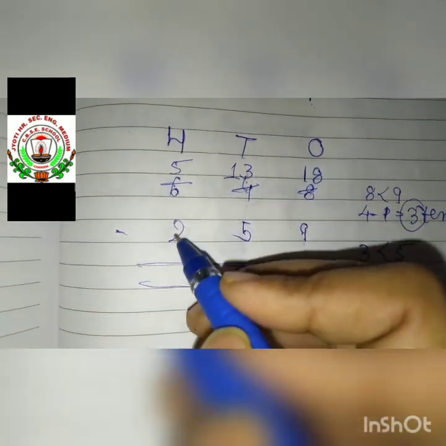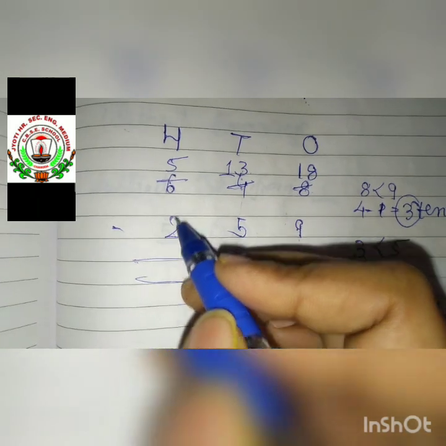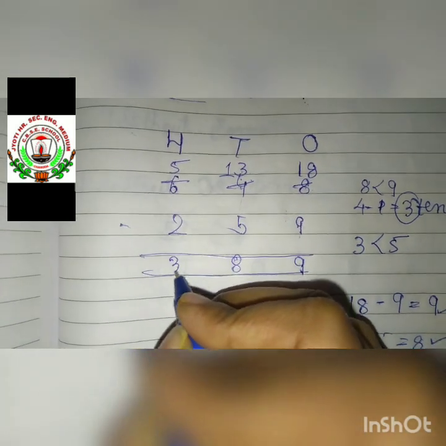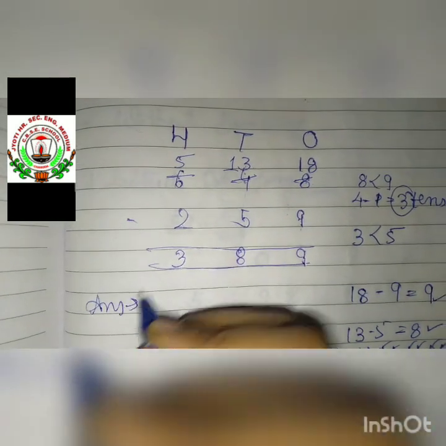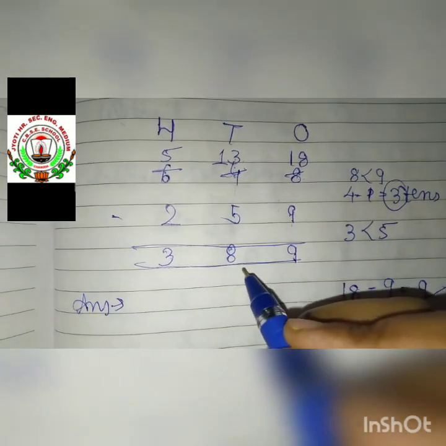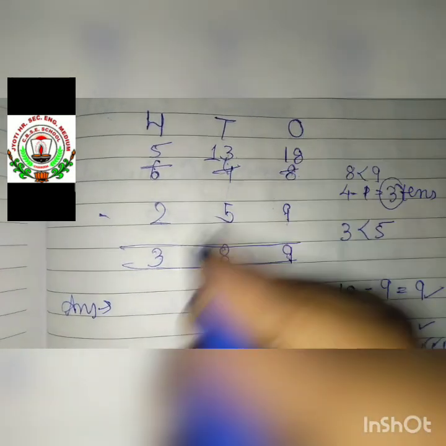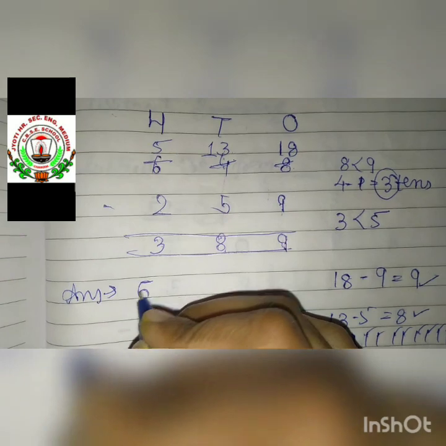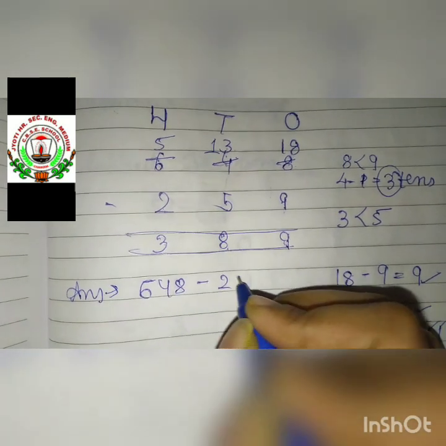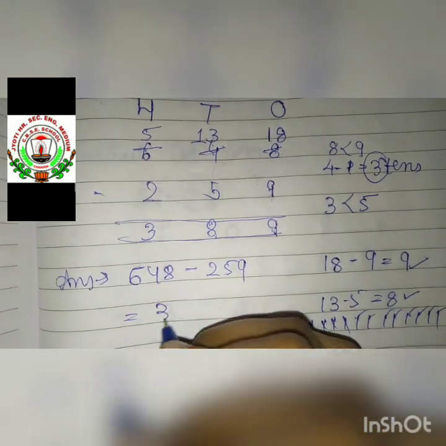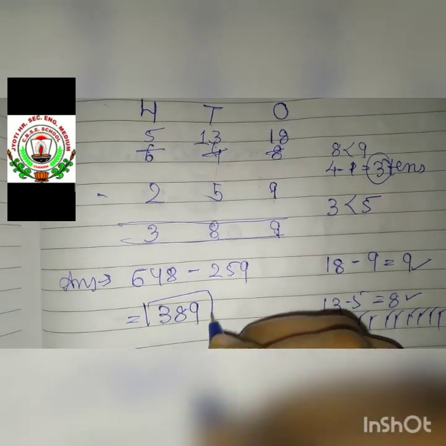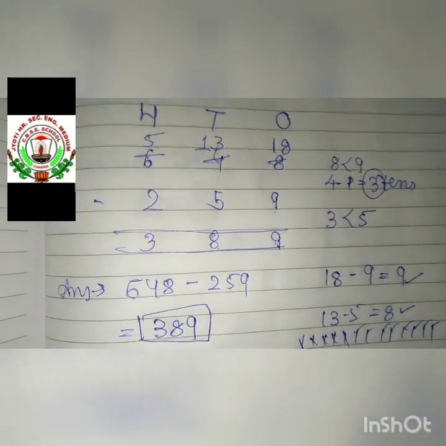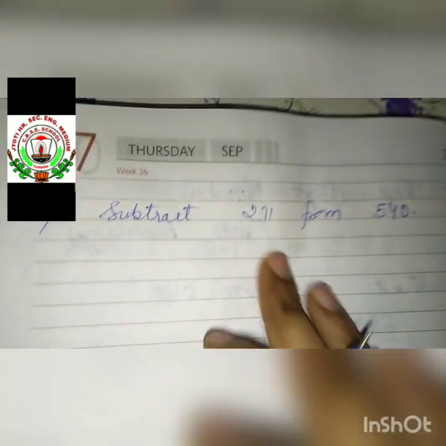Then we have the hundreds place, 5 minus 2. It is simple. 5 minus 2 is 3. So the answer we got is 3 hundreds, 8 tens and 9 ones. 648 subtracted by 259, the answer comes as 389. 389. One more example we have.